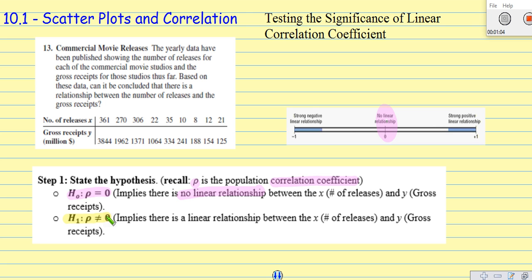So it doesn't matter whether rho would be -1 or towards -1, or whether it be towards +1. What we care about is that we find some type of linear relationship between X, the number of releases, and Y, the gross receipts. Now recall that as we're looking at these linear relationships, the correlation coefficient, as we move from 0 closer to -1, our relationship becomes stronger. And as we move from 0 towards +1, our relationship grows stronger. Alright, so let's go ahead and move forward.